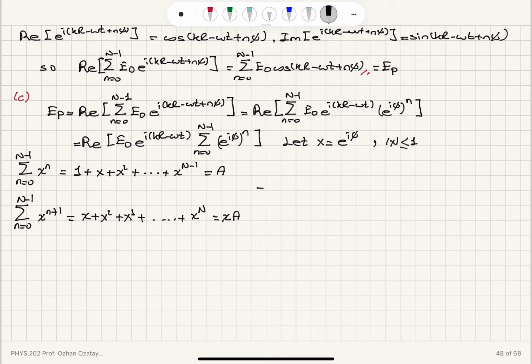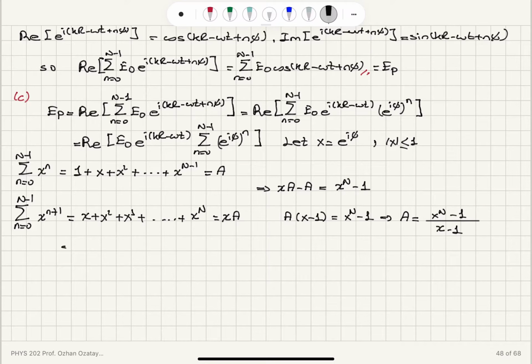So you can see here, if I subtract a from x times a, I obtain x to the capital N minus 1, because all the other terms in between are the same, so these terms will cancel. So a times x minus 1 is x to the capital N minus 1. Therefore, I will obtain the result of this summation to be x to the capital N minus 1 divided by x minus 1.